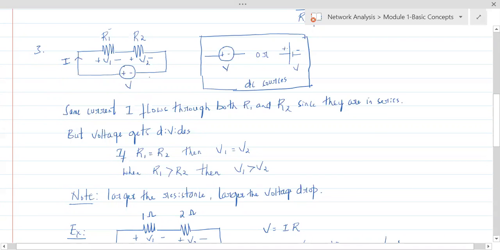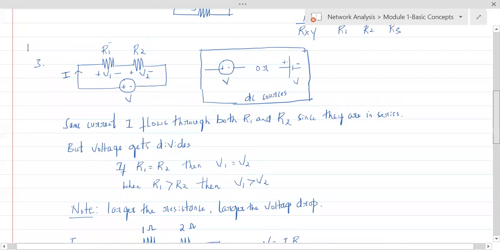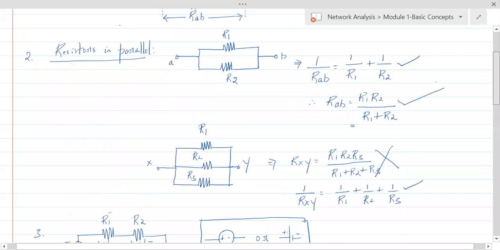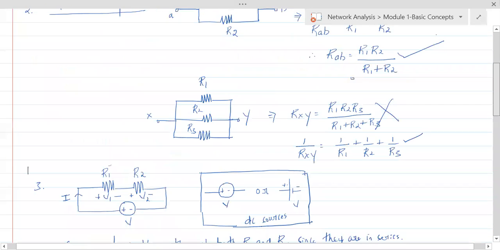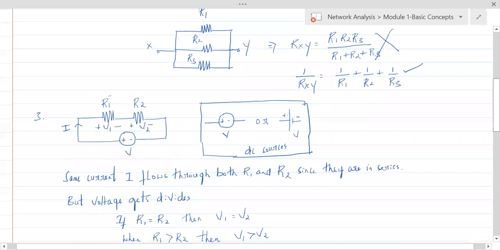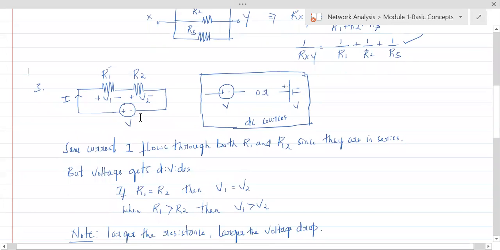Yesterday, in the last class, we were talking about the network simplification techniques, the basics. We were talking about resistors in series and resistors in parallel. And we also saw what happens if the resistors are in series and the current flows there by connecting the voltage source. We saw that when resistors are the same, the voltage drops are the same. The current flowing through both the resistors is the same.